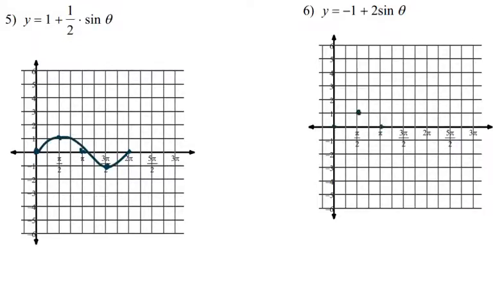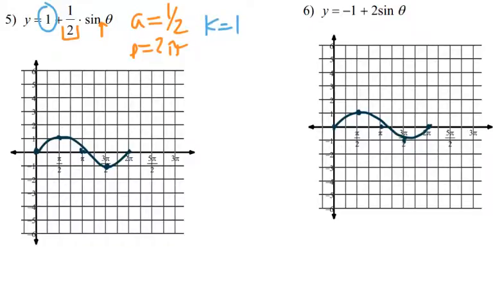And it's a good idea to actually draw the parent graph on there first, just so you get used to knowing what it is. So, my amplitude is not 1, it's 1/2. Okay? There's still no number in front of here, so my period is 2 pi. But now we've got a k here. My k is 1. So instead of my midline being right here, it's going to shift up 1. Okay, so that's my new midline.